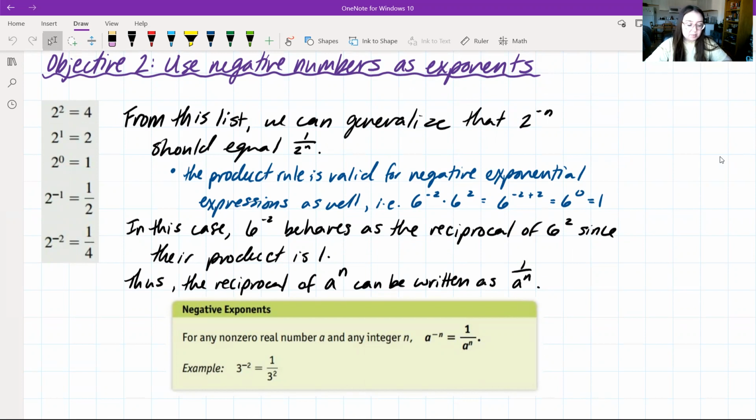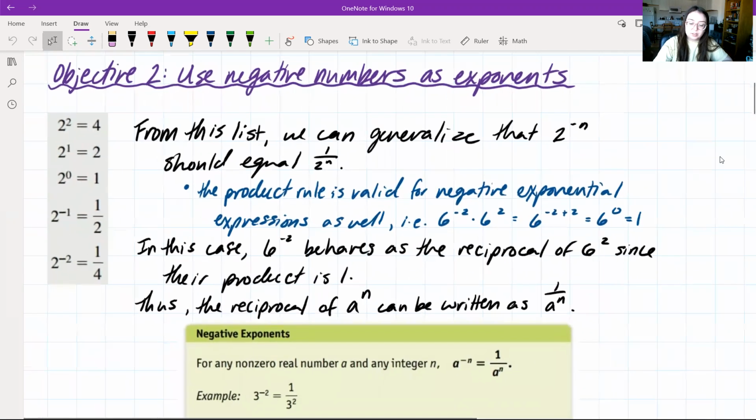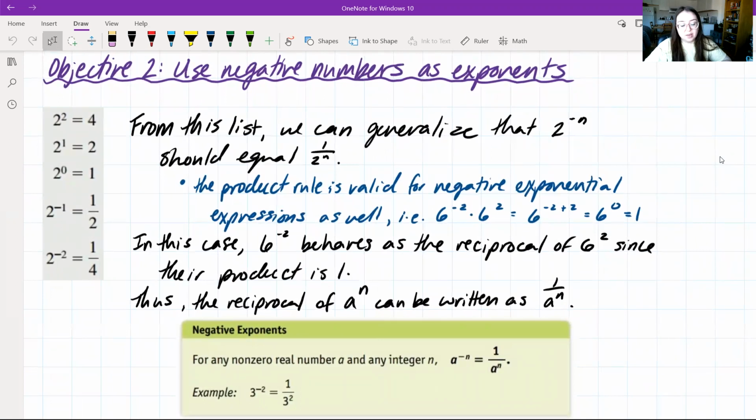We can see from this list here on the left-hand side, we have 2 to the power of 2 is 4, 2 to the power of 1 is 2, 2 to the power of 0 is 1. But now 2 to the power of negative 1 is 1 over 2, 2 to the power of negative 2 is 1 over 4, and we can assume that this is going to continue on. So from this list, we generalize that 2 to the power of negative n should be equal to 1 divided by 2 to the power of n.